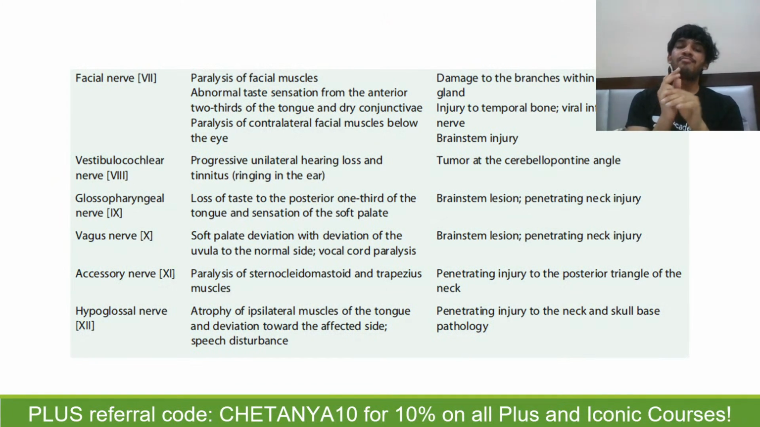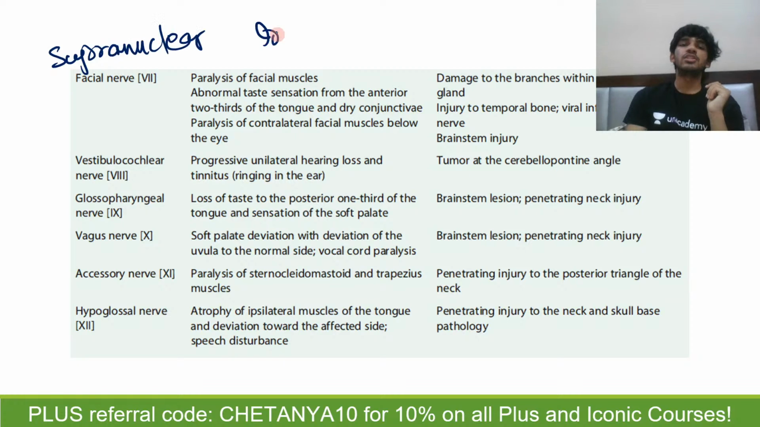Facial nerve lesion, you will have paralysis of your facial muscles. You will have abnormal taste sensation from the anterior 2/3 of the tongue because it supplies the gustatory fibers from the anterior 2/3 of the tongue. Then you will have dry conjunctiva. Why? Because it also supplies fibers to the lacrimal gland. And contralateral facial muscle paralysis below the eye. The upper eye is spared because we talked yesterday about the supranuclear and infranuclear lesions.